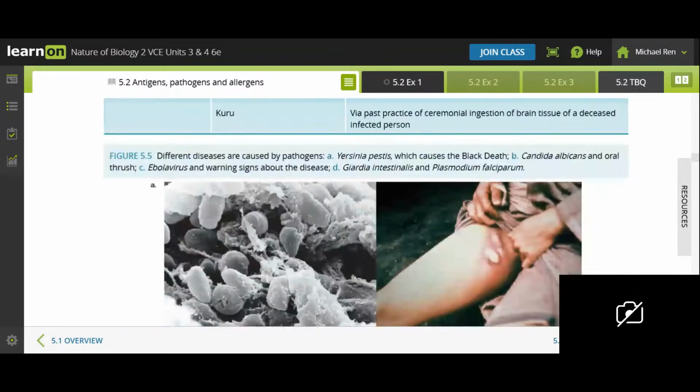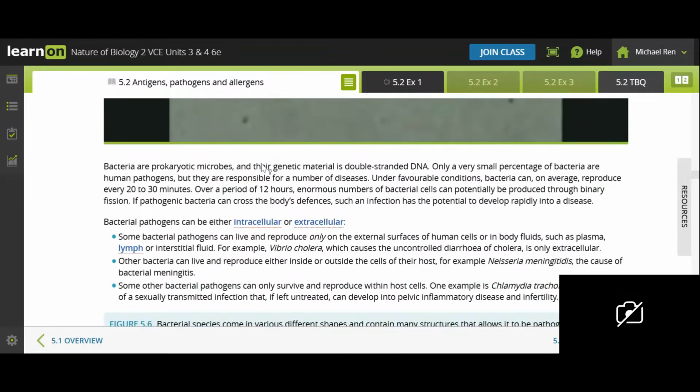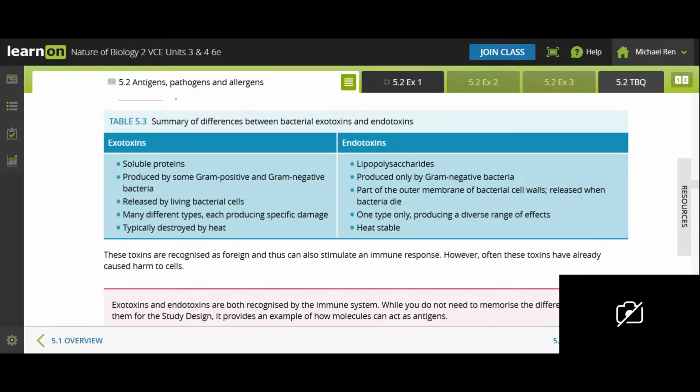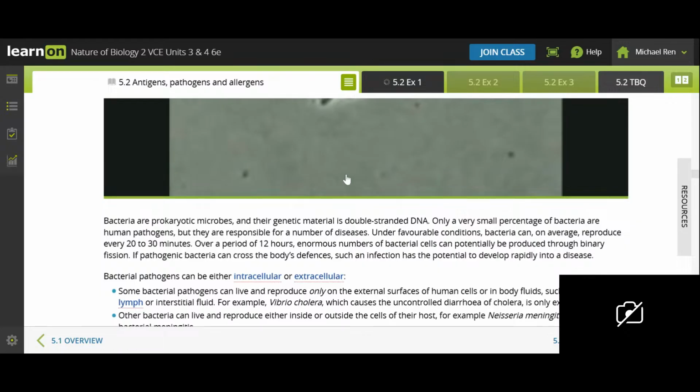Bacterial pathogens are simply bacteria that cause illness, cause disease. These usually produce toxins which damage the body, because how else would they damage? They don't eat cells, so mainly through production of toxins.